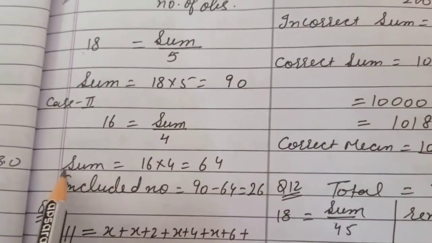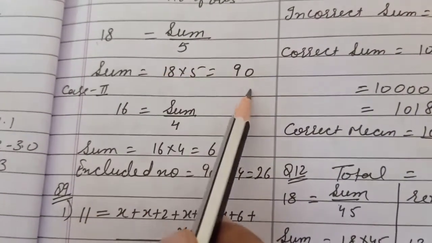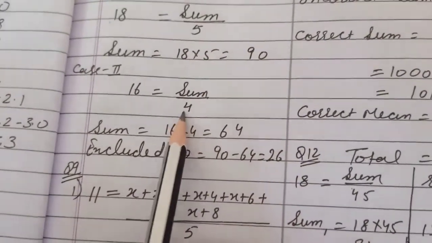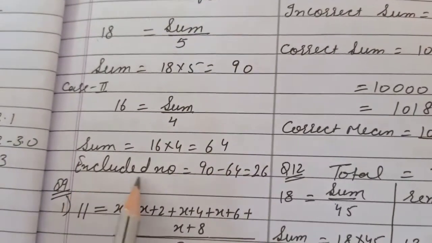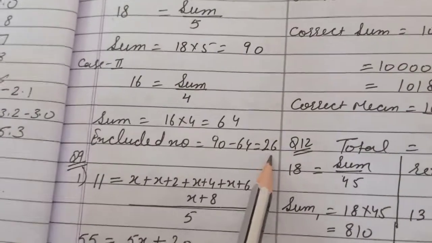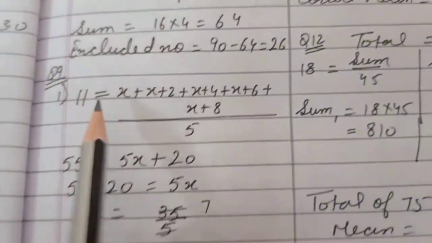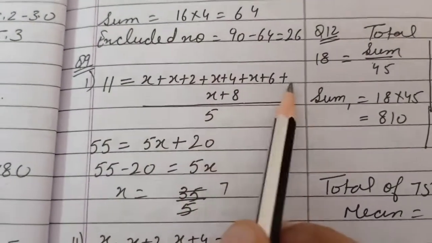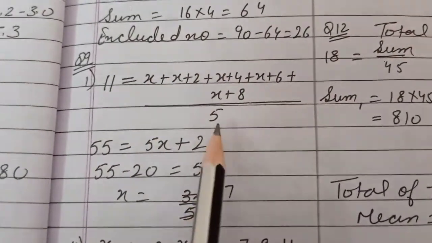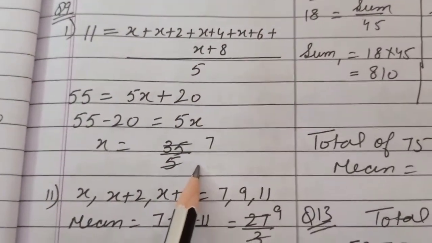Can we find here the sum of 4 numbers? That is 64. When 5 numbers were there, the sum was 90. When 4 are there, the sum is 64. So what will be the excluded number? 90 minus 64, 26. Ninth question, the mean of the observations is 11, these are the observations and a total of 5 observations are there. Very simple children, cross multiply and you can find the value of x.